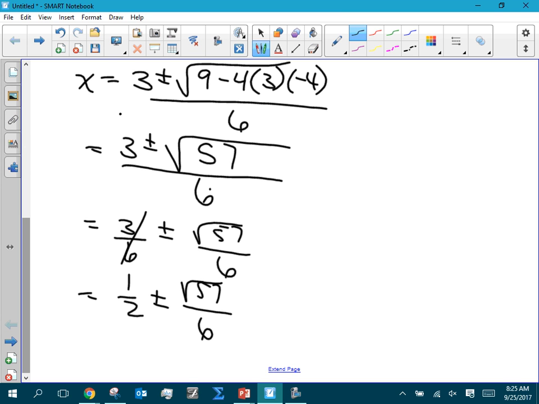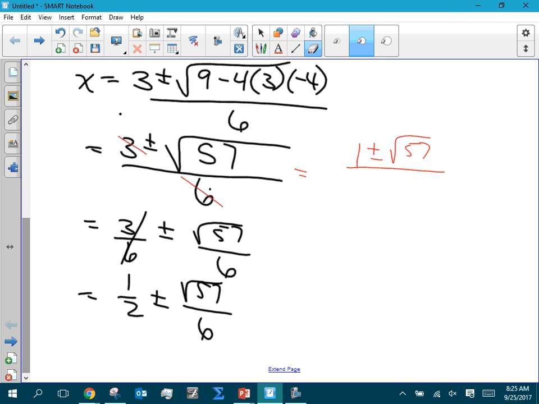Okay. What people want to do is this and get 1 plus or minus, leave it as radical 57 over 6. Oh, not 6. 2. Okay. And then if I separate that, I get 1/2 plus or minus radical 57 over 2, which is not the same as what we have here, right?